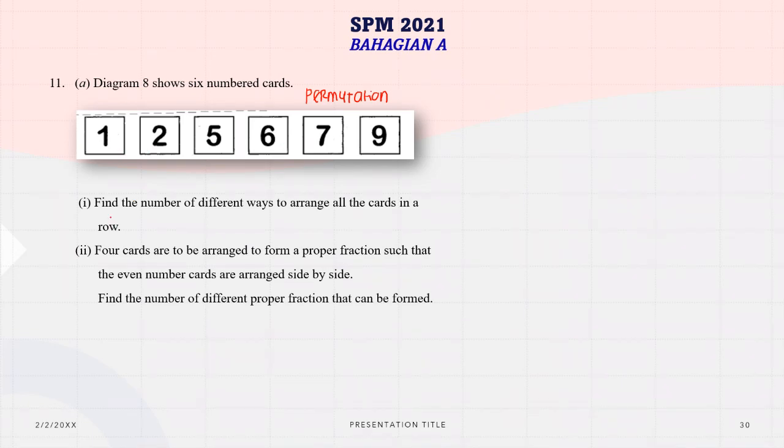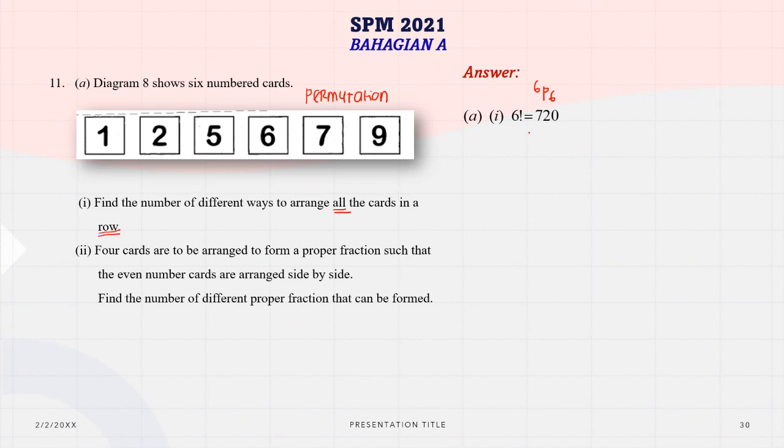Okay, dia bagi nombor 1, 2, 5, 6, 7, 9. Okay, A, the first one, A1: find the number of different ways to arrange all the cards in a row, dalam satu barisan, bukan dalam bulatan ya. It is quite straightforward question. Gunakan semua. Answer for A adalah 6 factorial. Why? Because we use all of the cards, and then equals to 720. Or kita boleh guna 6P6, equivalent to this one.